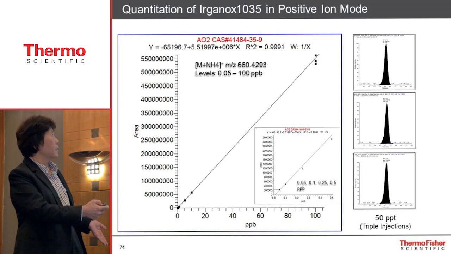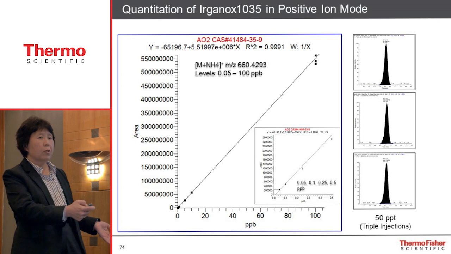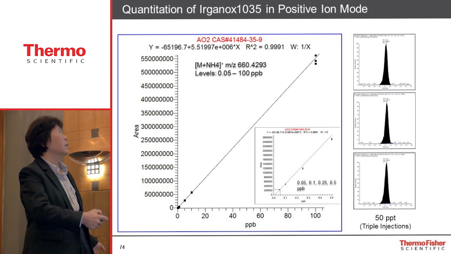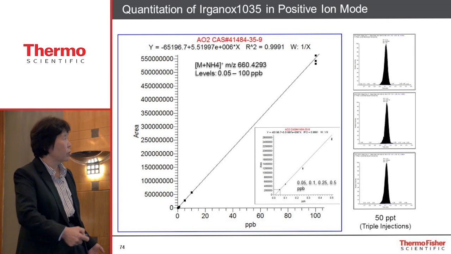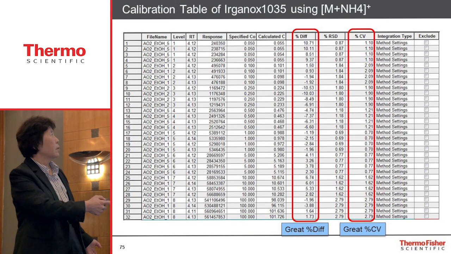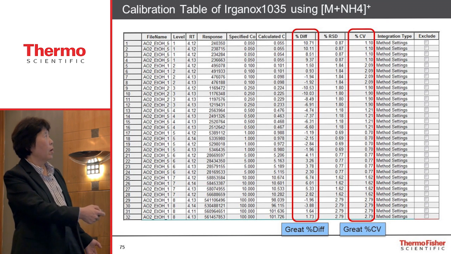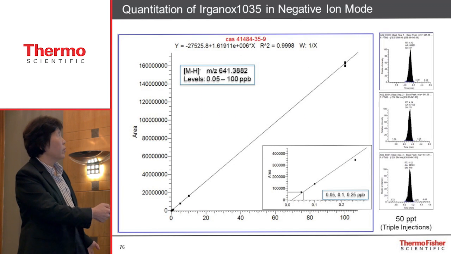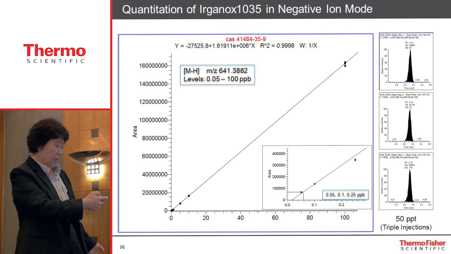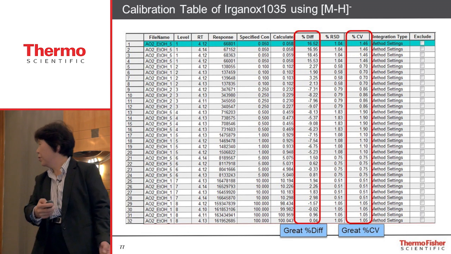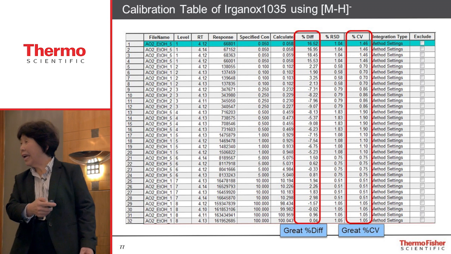And then this is the positive mode. We used the ammonium adduct, right? We get excellent linearity. This is the triplet injection. And then the CV and the difference are exceptionally good. Right, and the same for the negative ion mode. So with that, I'm going to hand this back to Kyle.